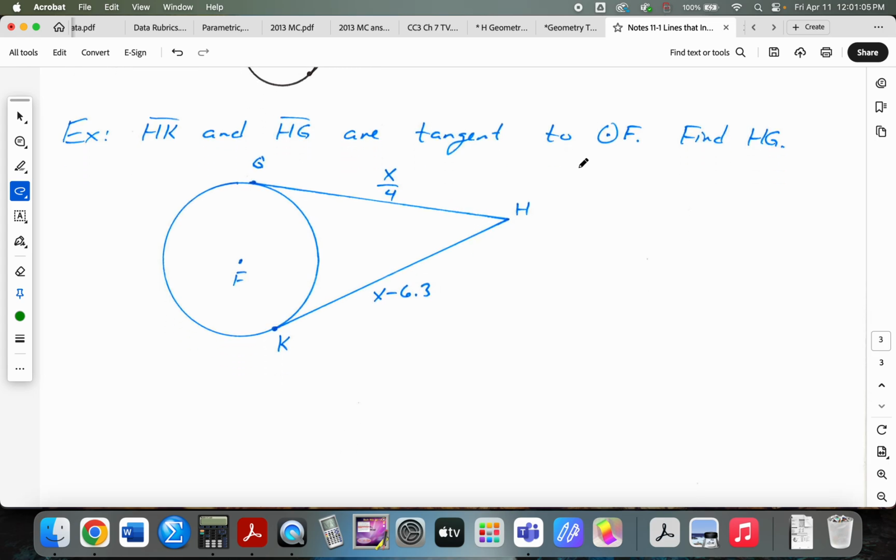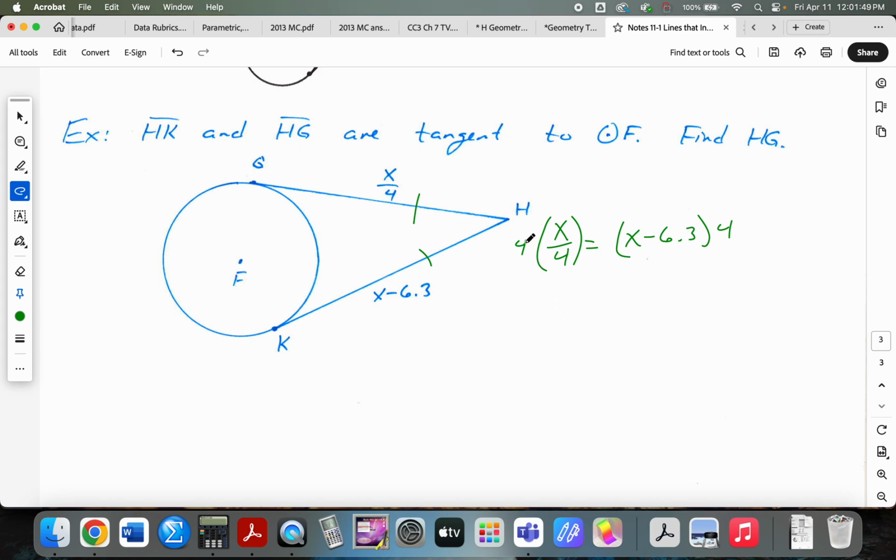So, for this problem, we know that these two segments are congruent to one another because they're both tangent segments from a point outside the circle to the point of tangency. So that means that x over 4 is equal to x minus 6.3. There are lots of ways you can solve this problem from here. I'm always looking for the easiest way to do it, and I think the easiest thing to do is get rid of the fraction immediately by multiplying both sides by 4.